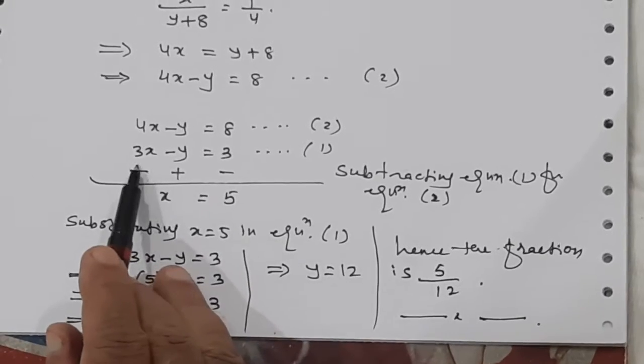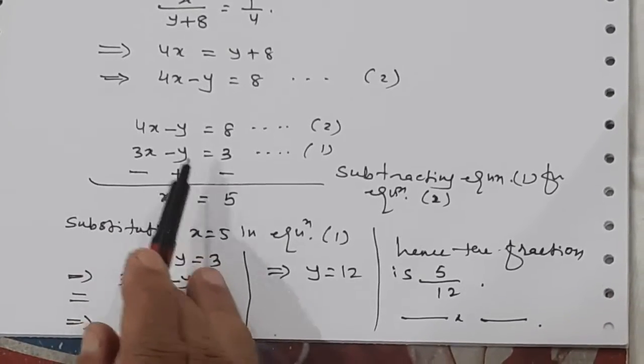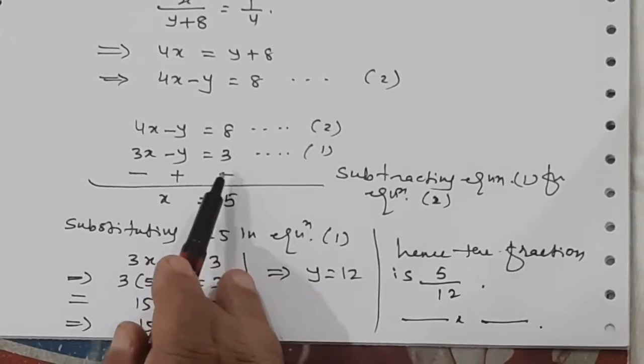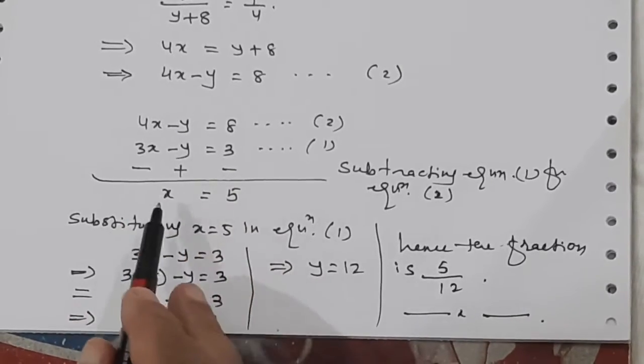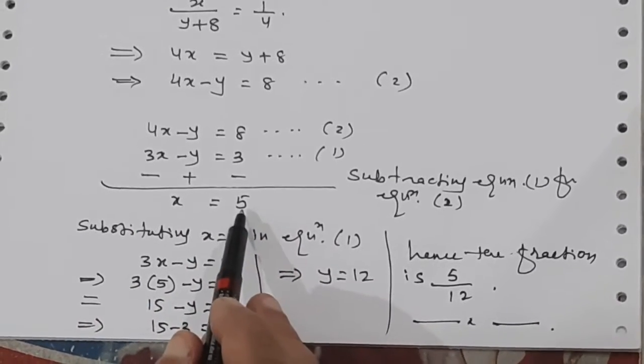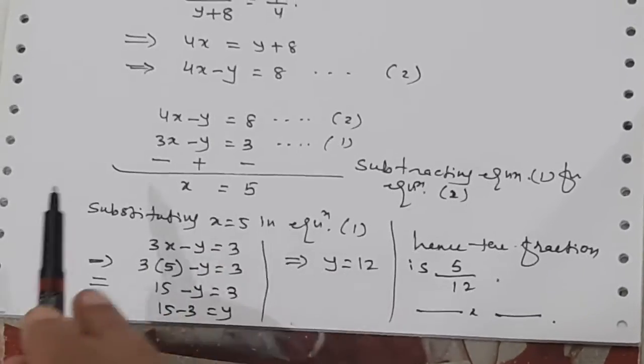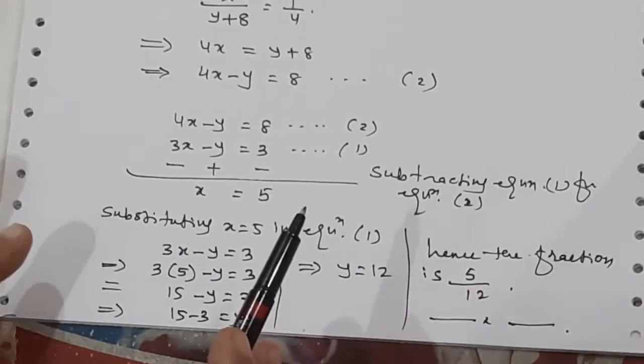So minus 3, it will be minus 3x, minus y will become plus y, plus 3 will become minus 3. 4x minus 3x, 8 minus 3, 5. So x is equal to 5. We directly got the value of x.